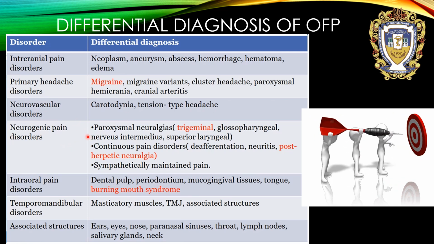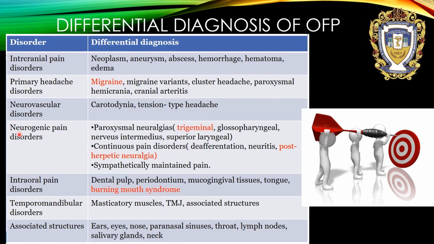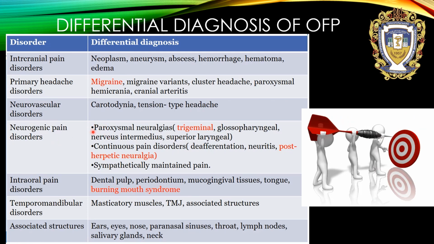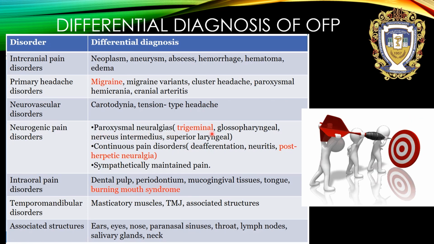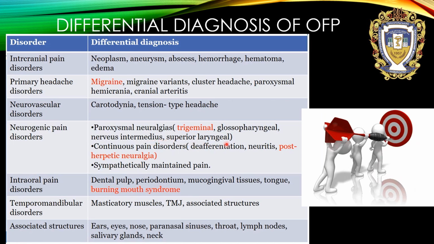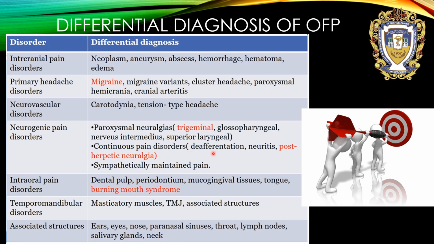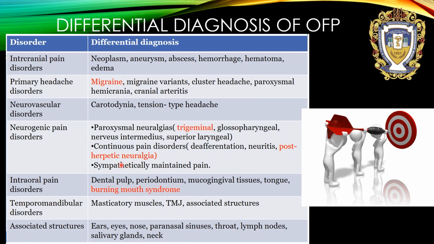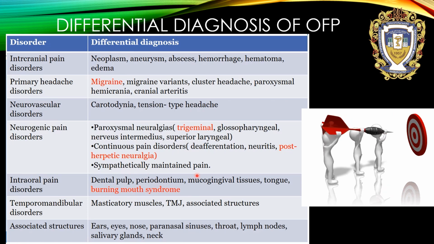But as you can see, the biggest group is neurogenic pain disorders. We need to differentiate between paroxysmal neuralgias, trigeminal, glossopharyngeal, nervus intermedius, superior laryngeal nerve, continuous pain disorders, deafferentation, neuritis, postherpetic neuralgia, and sympathetically maintained pain.